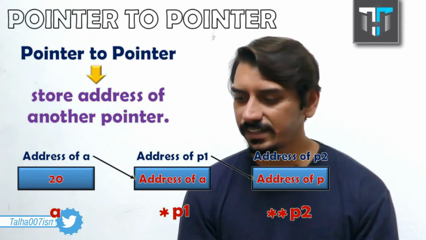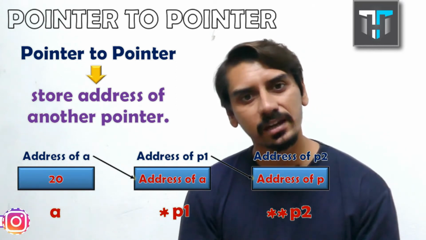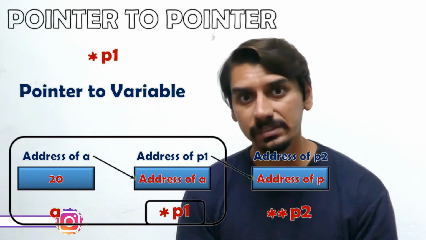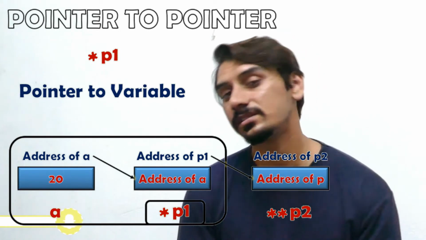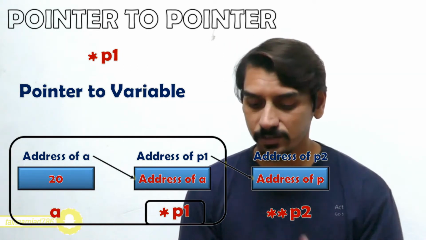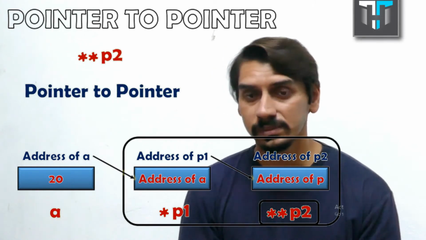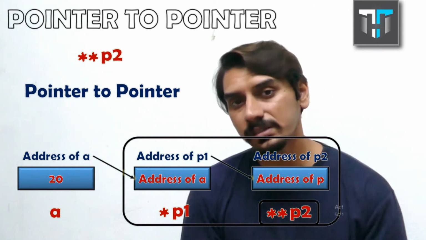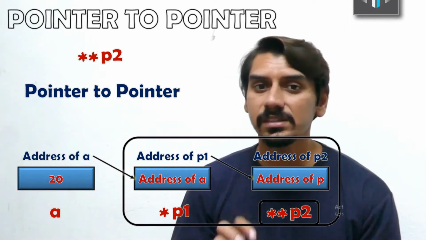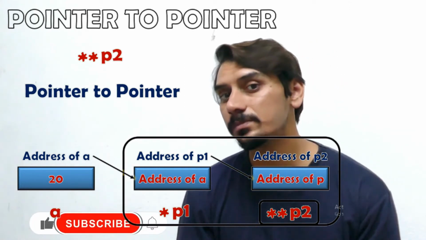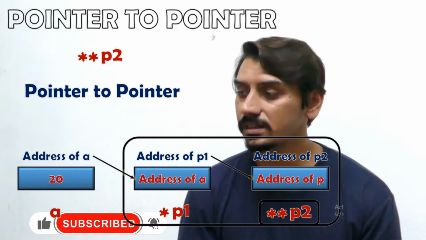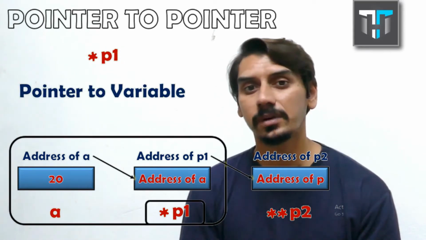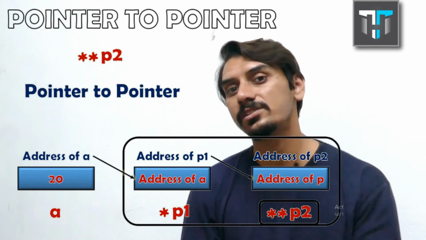If we critically evaluate this, we are talking about *p1, that is the pointer to variable. That means pointer p1 contains the address of some variable, like variable a's address. On the other hand, if we are talking about **p2, that means we are talking about the pointer to pointer concept. So pointer p2 has the address of some other pointer, that is pointer p1's address. So p1 is the pointer to variable, and p2 is the pointer to pointer, the pointer having the address of some other pointer.